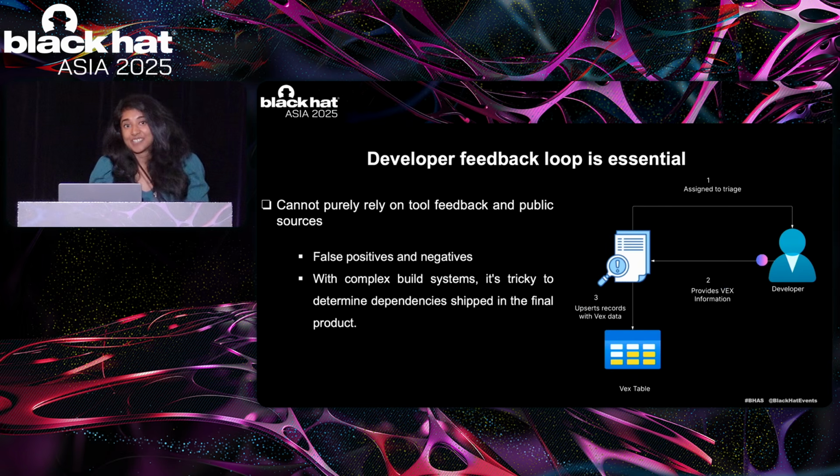The next quick thing that we realized is that we do need developer feedback. Yes, tools are amazing. They give us a lot of info, but they also give us a lot of false positives and negatives. So we cannot purely rely on tool feedback to get the information that we need. We need a way to ask the developers, hey, you have the final say, can you let us know how you are using it? And we need a mechanism to get that information in an automated fashion. The developers know their build systems best, which is why we need that feedback.